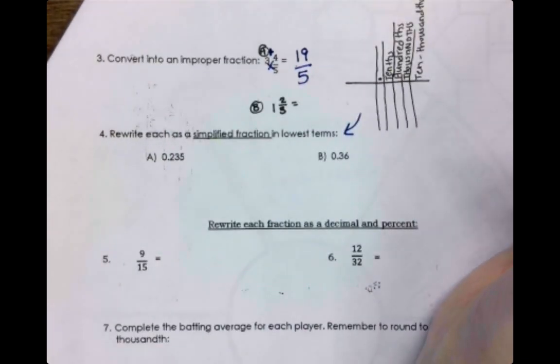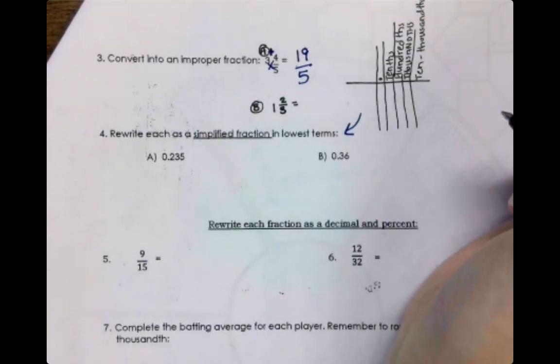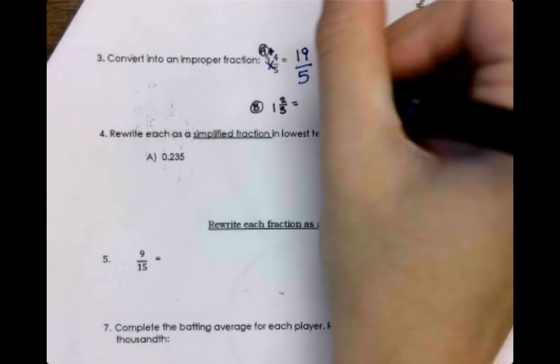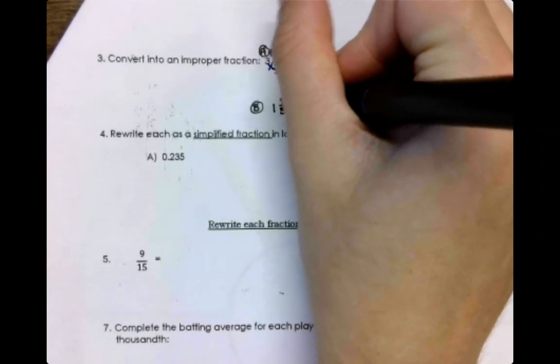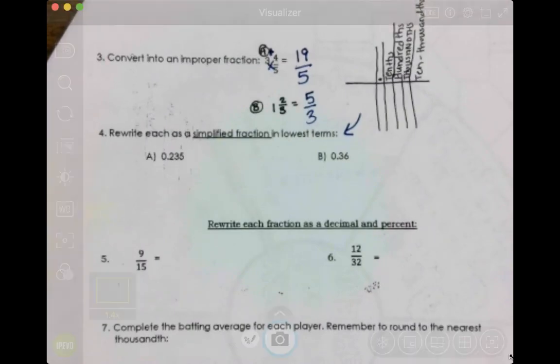Try that one. 1 2/3. What is that as an improper fraction? 3 times 1 is 3, plus 2 is 5 over 3. Perfect. All right. And then we'll finish the bottom here in a moment.